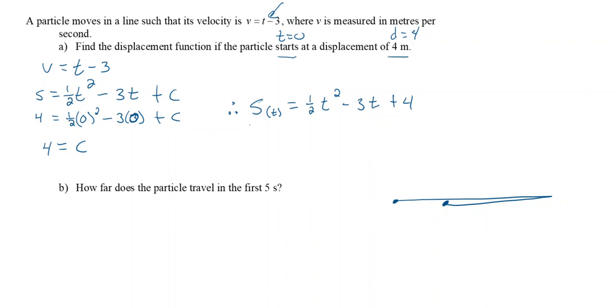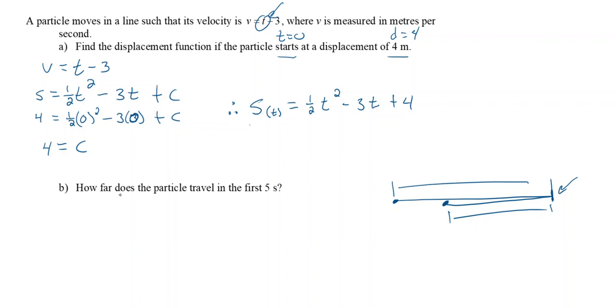But just based on the way the question's worded here, how far does the particle travel in the first 5 seconds? I think that's implied that it means the distance. So it would be this distance, from here to here, plus this distance from here to here, right? So in order to do that, we need to figure out where it stopped and turned around, right? Hopefully that makes sense. So what we want to do now is set v equal to 0 and then solve for t, so we can figure out when this actually happened. Okay, so let's do that.